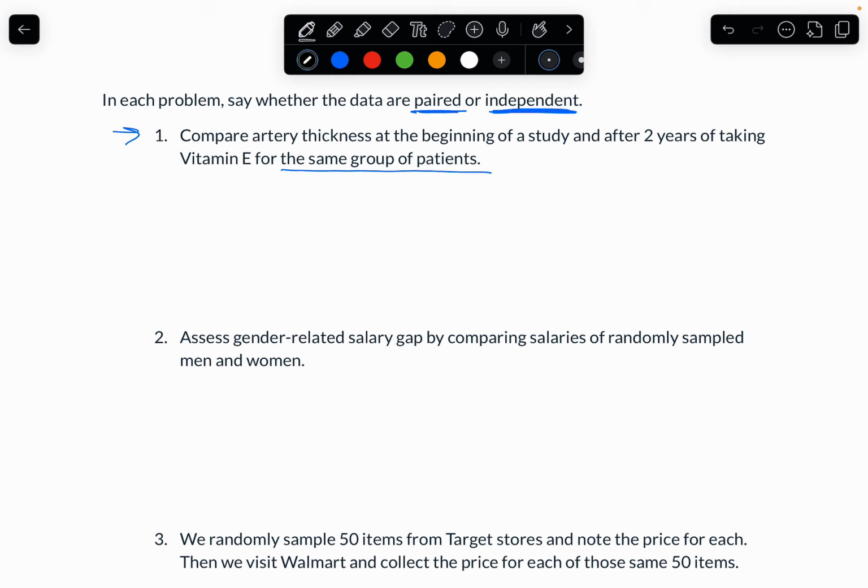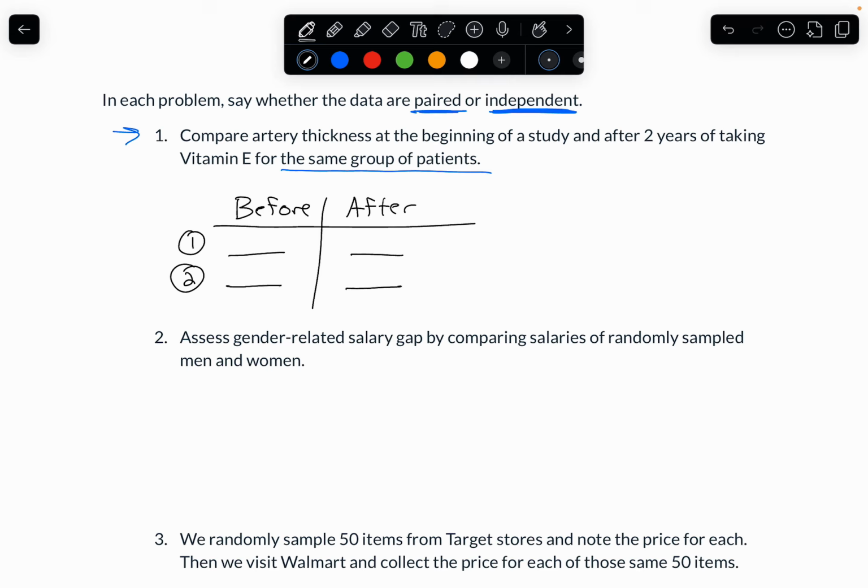If I'm imagining this, we have before data at the beginning of our study, before taking the vitamin, and then your after data after the 2 years. What is really important is that we're working with the same group of patients before and after. So we've got patient number 1 with their before data and their after data, and then patient number 2 with their before data and their after data, and then patient number 3, and so on and so forth for however many people we have.